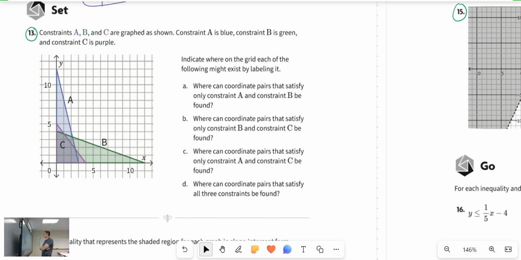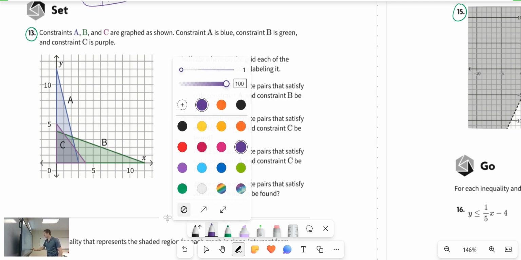So let's see. Indicate where on the grid each of the following might exist by labeling it. Oh, so we're just labeling here. All right, so we're going to use a bunch of different colors here. Let's see. Where can coordinate pairs that satisfy only A and B be found? All right, so we're only looking for A and B, but not C. Only A and B. So if A is the blue and B is the green, we need the blue and green overlap, but not purple overlap.